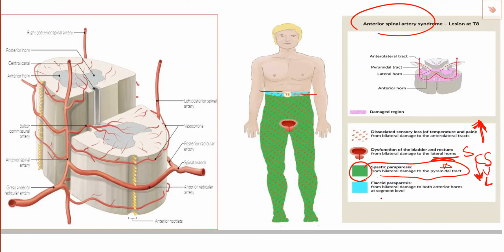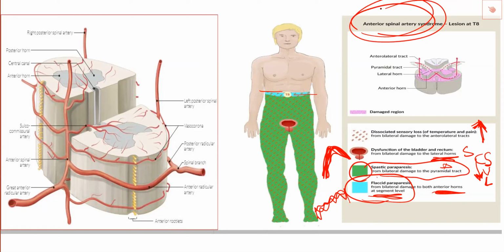Also, at the level of the lesion, we will find bilateral damage to both anterior horn cells. So with anterior horn cells, we will find flaccid paraparesis. What is the difference between flaccid and spastic? Spastic is with spasticity, and flaccidity is due to hypotonia at the same level. This is anterior spinal artery syndrome. We will find acute features and delayed features.